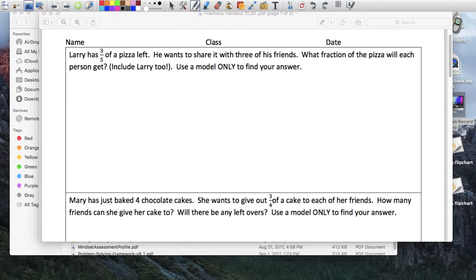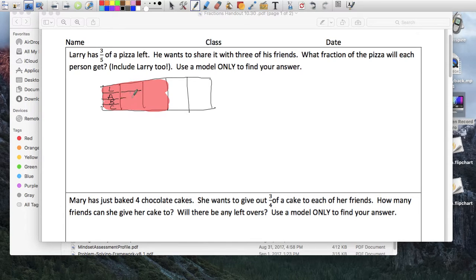So here, let's draw 3/5 of a pizza. Got 1, 2, 3, 4, 5, and I'm going to shade this 3/5. And we want to share this with 4 people. It's 3 friends and Larry too. So it's 4 people. So I'm going to take the first one and cut it into 1, 2, 3, 4. And I'm going to call this Larry, friend A, friend B, friend C.